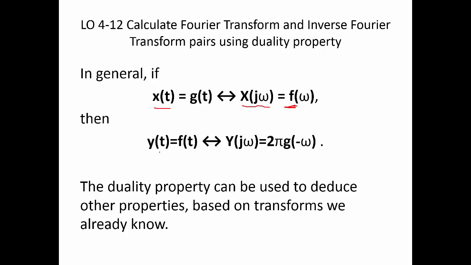Then we know that the opposite pair, we're going to call it y, which has a transform of y of j omega, is going to have that same functional form that we had in our first pair, but instead of having an omega, it's going to have a t. And then the transform of that is going to be the same functional form that we had for our original time signal, multiplied by a 2 pi. The t's get replaced by minus omega. And this lets you develop new transform pairs.